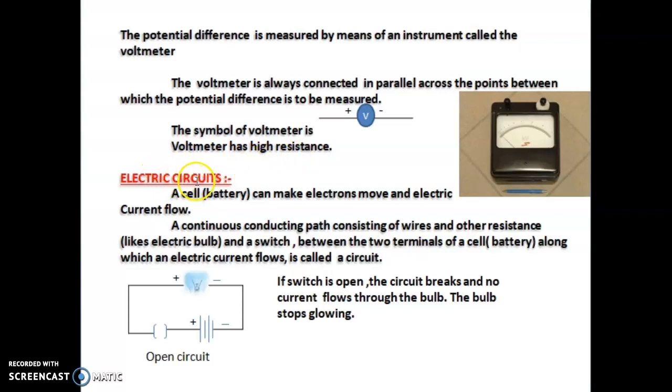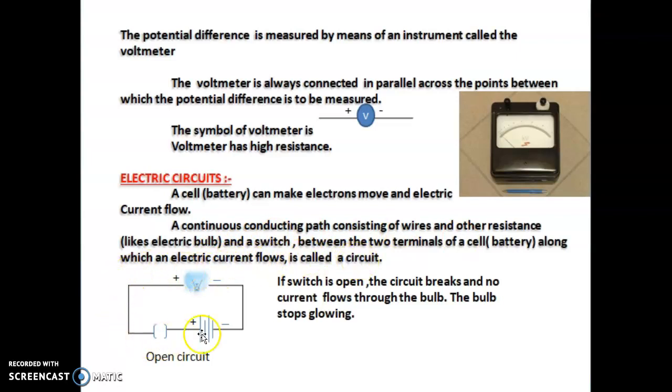Electric circuit. A cell or battery can make electrons move and electric current flow. A continuous conducting path consisting of a wire, a resistance, and a switch between the two terminals of a cell, along which the electric current flows, is called a circuit.